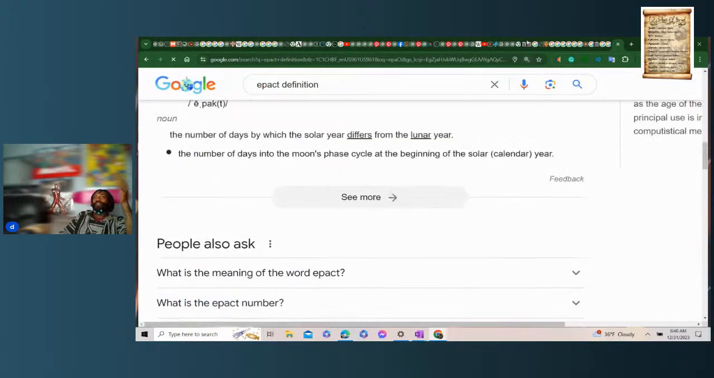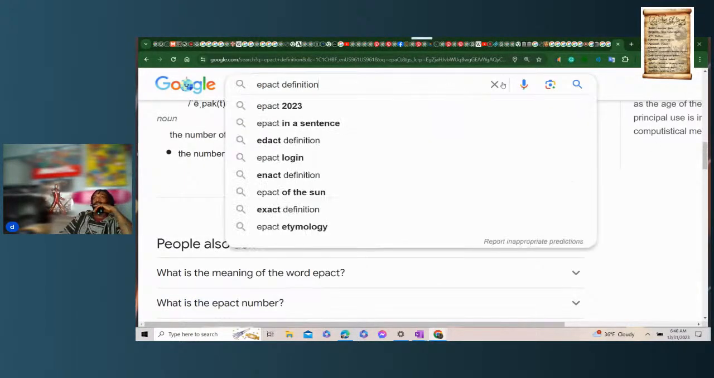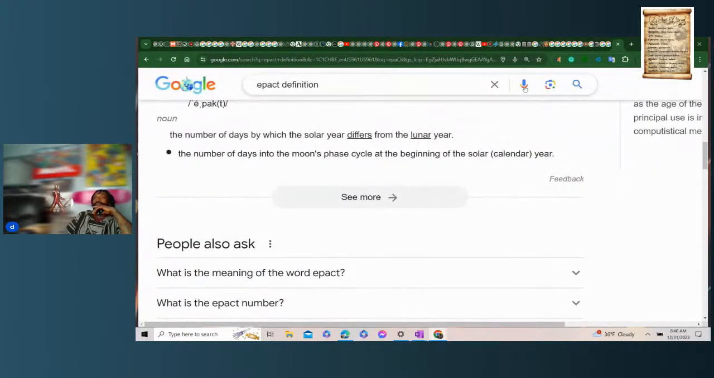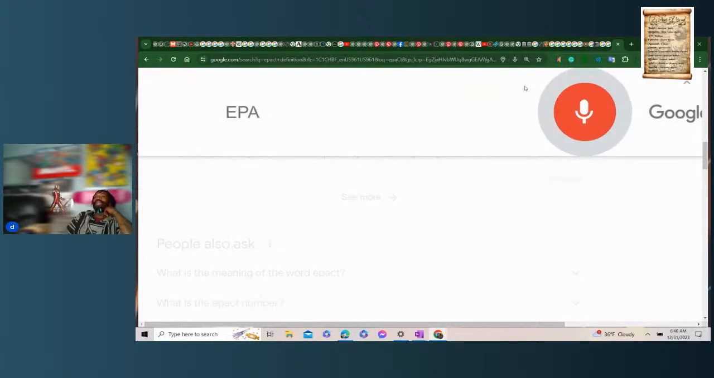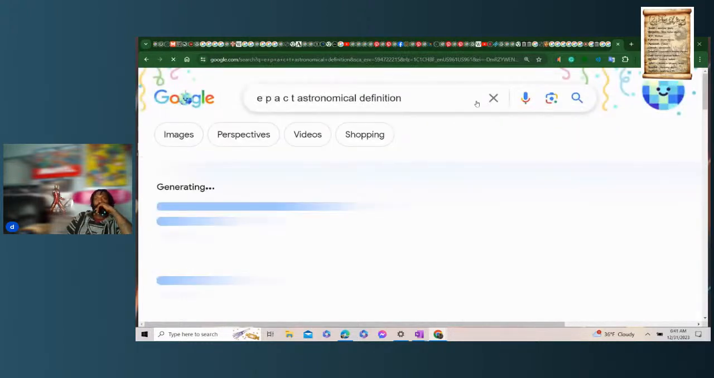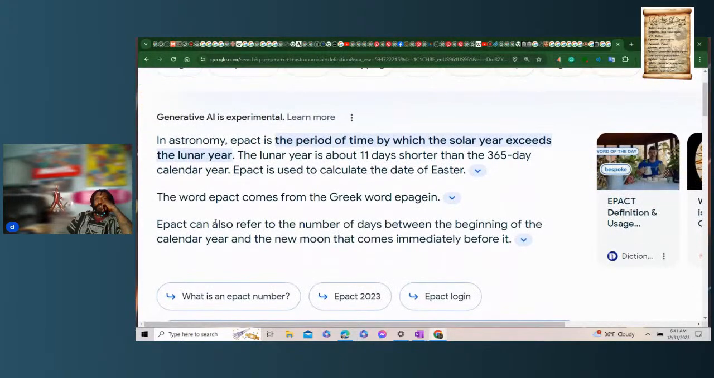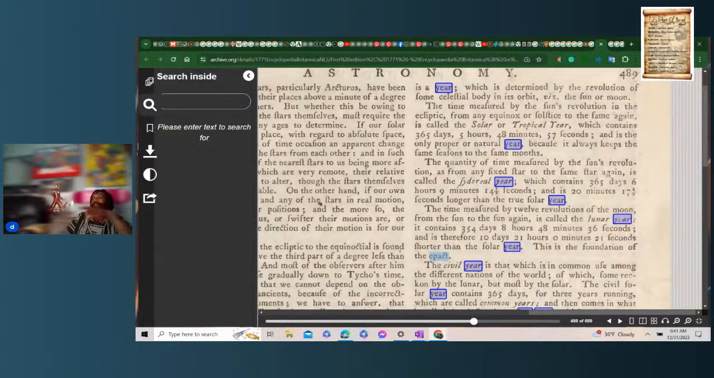Astronomical. So we're looking for, let me see. Hold on, one second. EPACT astronomical definition. 355 days. Wow, Yahweh is so good. So check this out, man. This is something that had got me. Now the numbers have really stuck out to you, and I'm so happy about that because I know that you're going to teach many, including me.